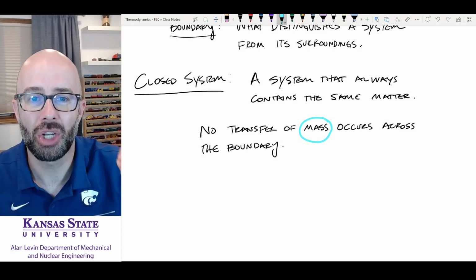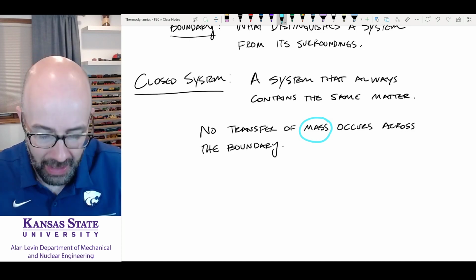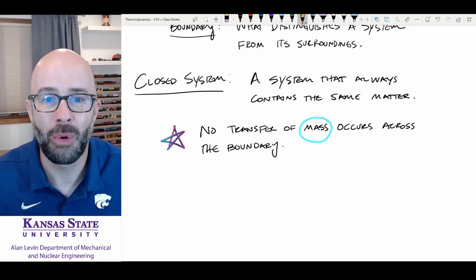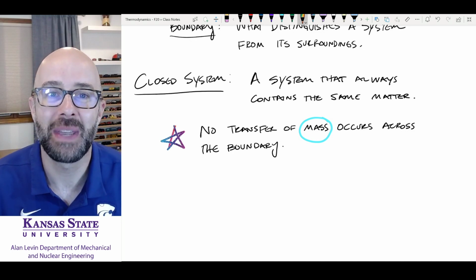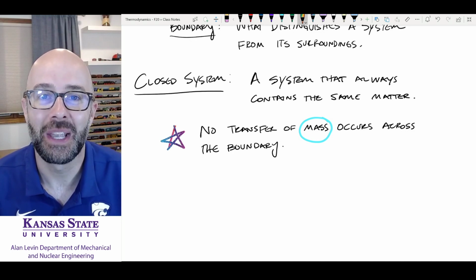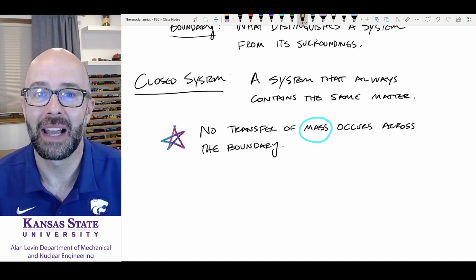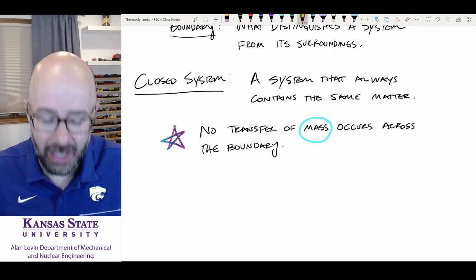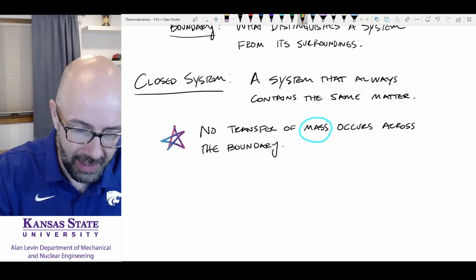Okay, so make sure that you put whatever you need. I have this fancy pen here that puts a rainbow on there. This is important. If you see this rainbow pen appearing in these notes, you know that that's an important idea. It's a simple idea, but note that no transfer of mass crosses the system.